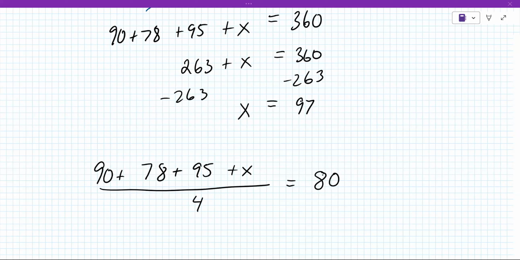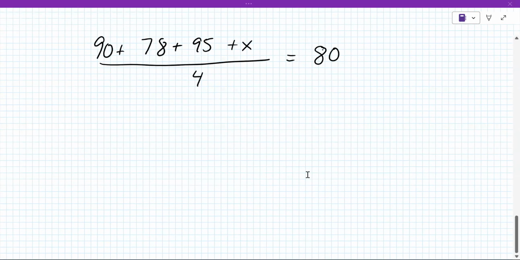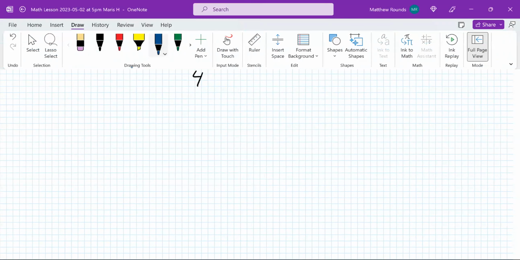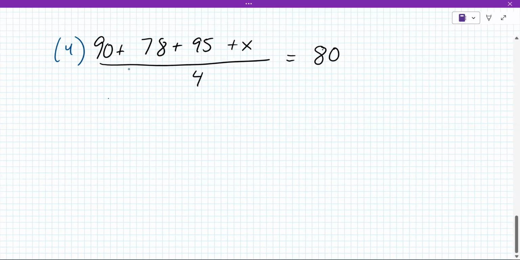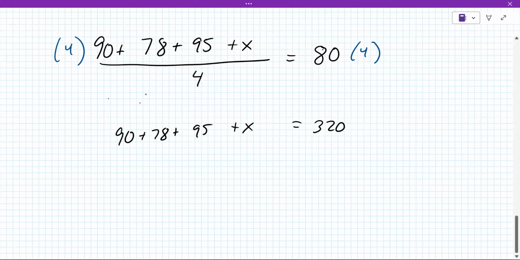How are you doing on this one? 57. Okay. Help me out here. Did you multiply both sides by 4? Oh, I did not. All right. Well, that's going to definitely disrupt your answer. So 320. Go ahead and solve it from here.